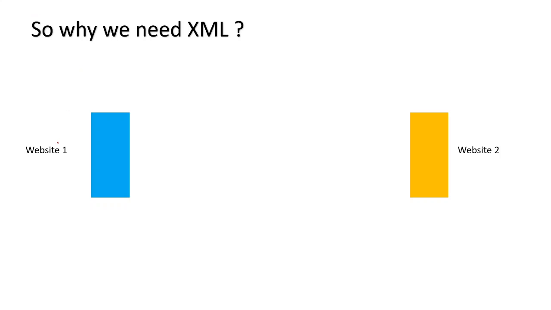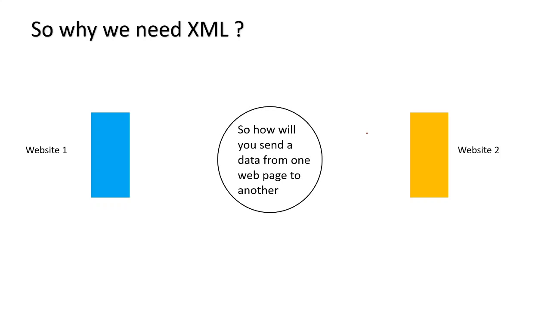Consider two websites, website 1 in blue color and website 2 in yellow color. How will you send the data from one page to another? In the traditional method, we can use TCP. It can connect the two websites, the server-client concept. We can send a message via the TCP port or any other form of transport. In this scenario, website 1 sends the data 3000 to website 2.